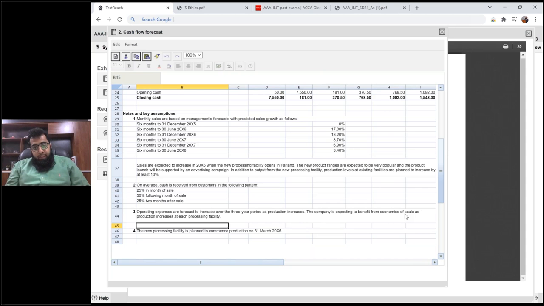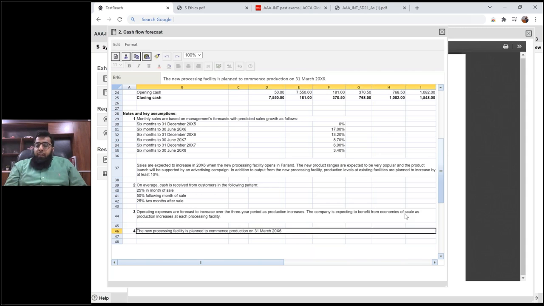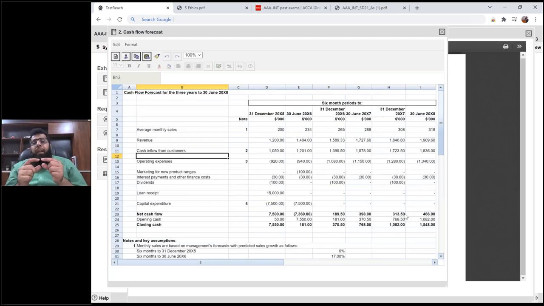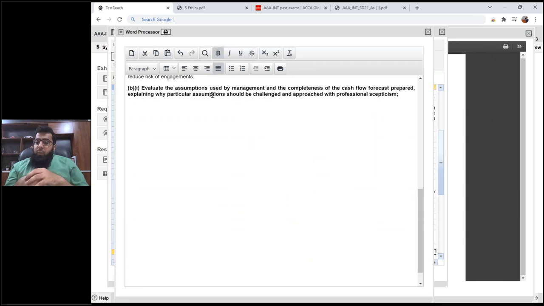So we have just read the data till here. Okay, now let's read the requirement again before starting to answer it. Evaluate the assumptions which are used by the management, and the completeness of the cash flow forecast. So first you have to talk about the assumptions, and then you also have to talk about the completeness of the forecast, whether in your opinion the forecast is complete or not, or whether there is something which is missing in the forecast.